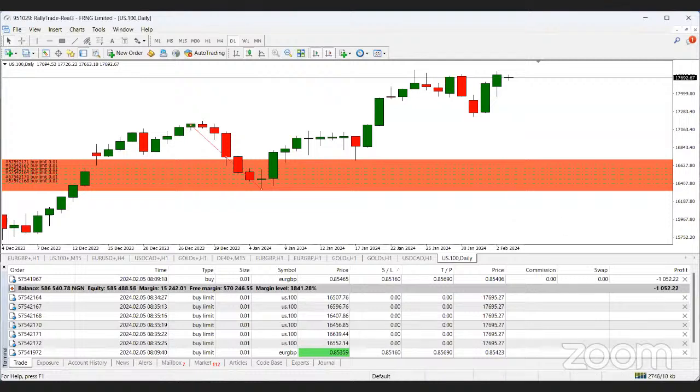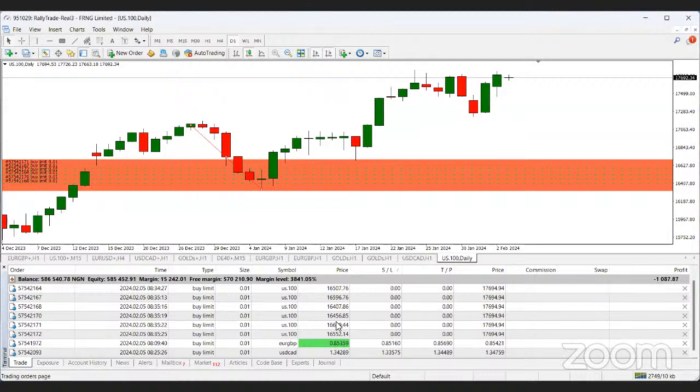How do I mean by loading of trade? I have a lot of buy limits. Can you see it? I have more than one buy limit on US 100. Let me do SL again. So it means that if the price descends and gets up to this level, I'll be in a buy, even if I'm not with my chart. That's what it means. So even if I'm not with this chart and the price descends to this zone, I can be in the buy position.